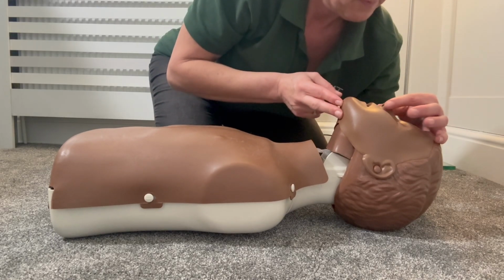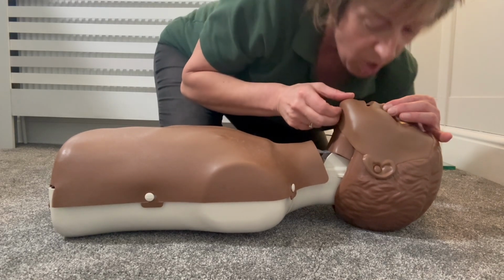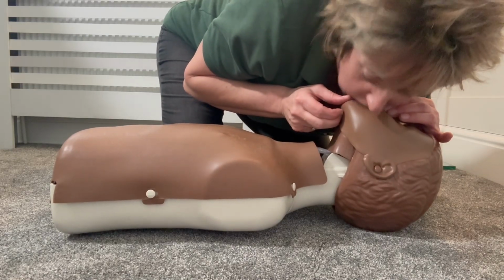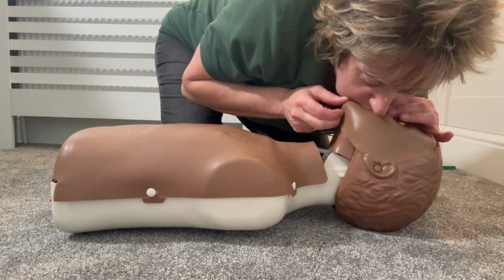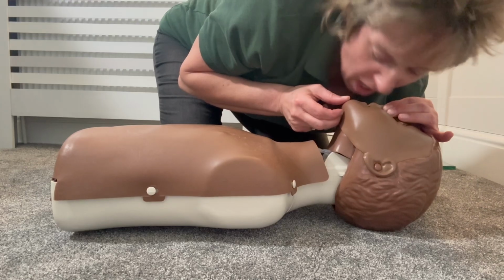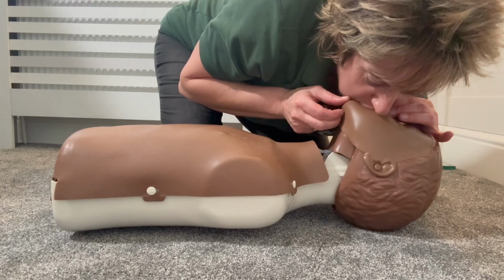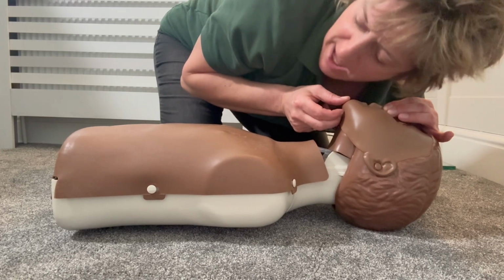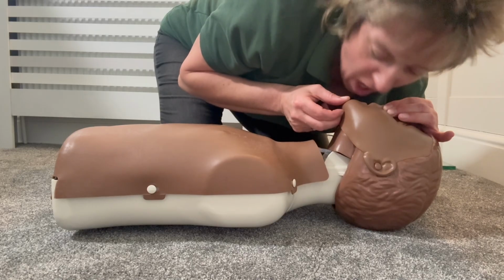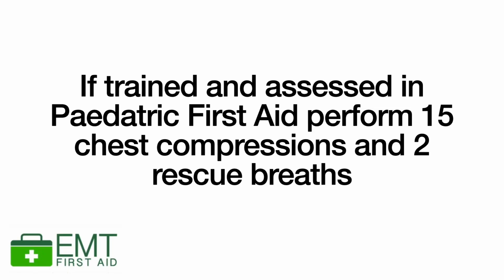We do that by using the hand that's on the forehead and squeezing the nose. We then seal our mouth around their mouth. We blow in for a second, and then we look at their chest for a second. We must make sure that we turn our head to look at their chest. 2 reasons. 1, because we want to see the rise and fall of the chest, and also we want to breathe in fresh air, which has a higher concentration of oxygen in there.